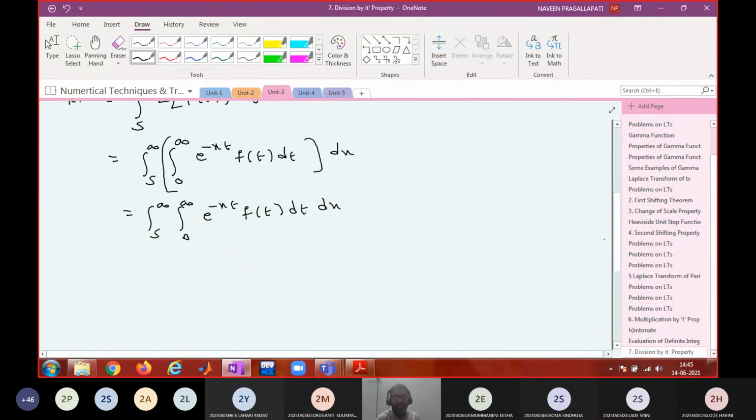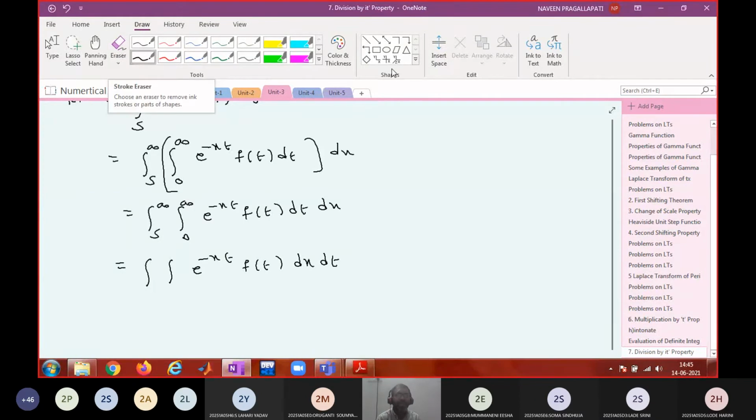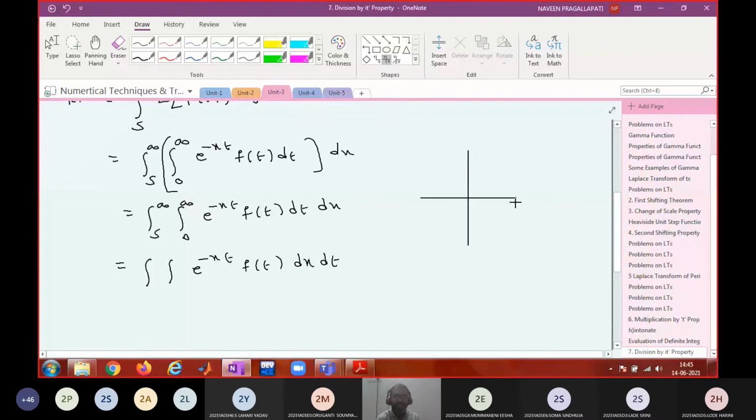Now I want to change the order of integration. Okay, so I want to write this as e power minus xt f of t dx dt. Then what will be the new limits? So can you tell me what is the region of integration? That depends on the region of integration, right? So dt dx means, let me write it as x axis, and let me write it as t axis.